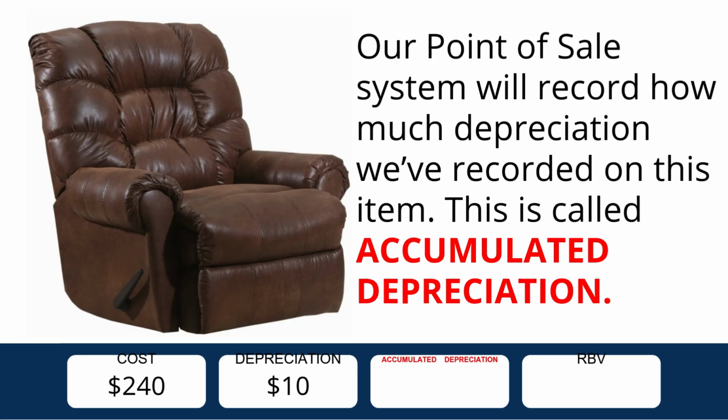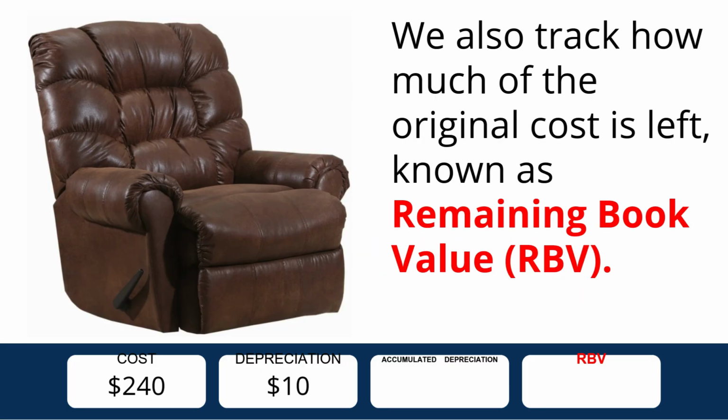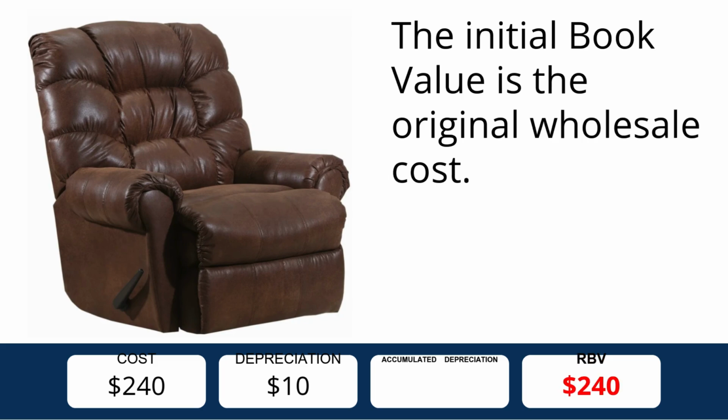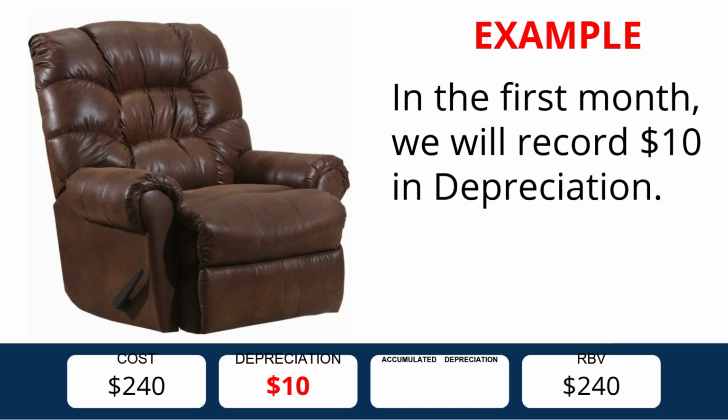Our point of sale system will start to record how much depreciation we've incurred on this item. This is known as accumulated depreciation. We also track how much of the original cost is left. This is known as remaining book value, or RBV for short. RBV always starts at the original wholesale costs. In the first month, we will record $10 of rental unit depreciation.